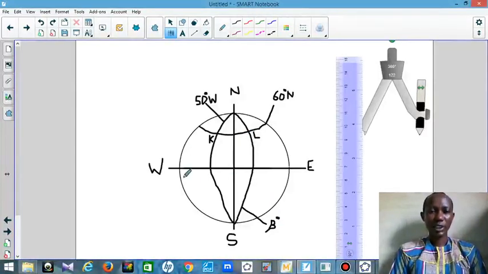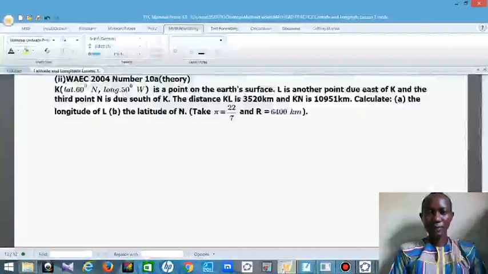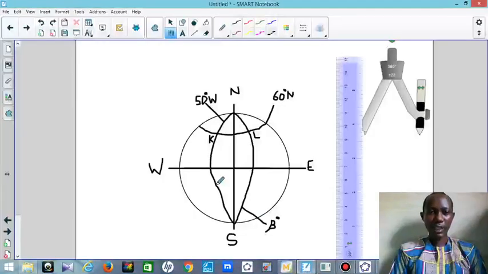Then the other point, which is point N, which is due south of K. N is due south of K. We just bring it down. It can be here, it can be below, but let me just put it below. We'll still know when we are through.